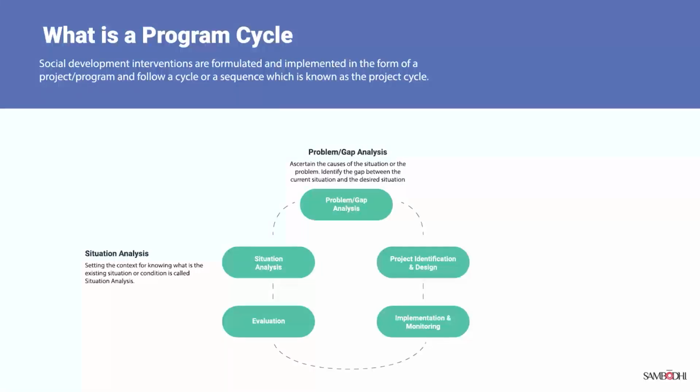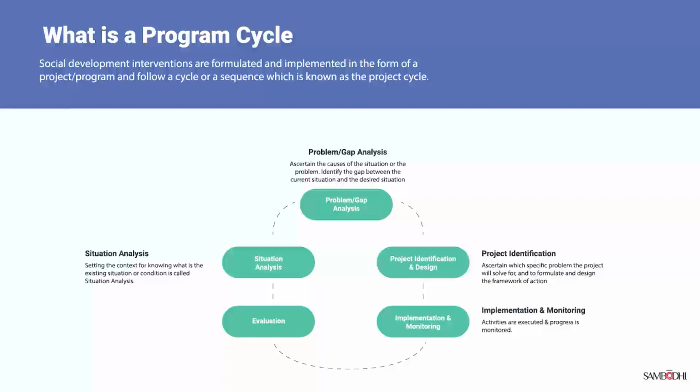After that, we have project identification and design. This phase involves defining the project idea, objectives, scope, and resources required to implement the project successfully. The team identifies the key stakeholders and develops a plan for managing the project. Suppose a company wants to implement a new IT system. In that case, project identification and design can help define the project scope, budget, timeline, and resources required for implementation.